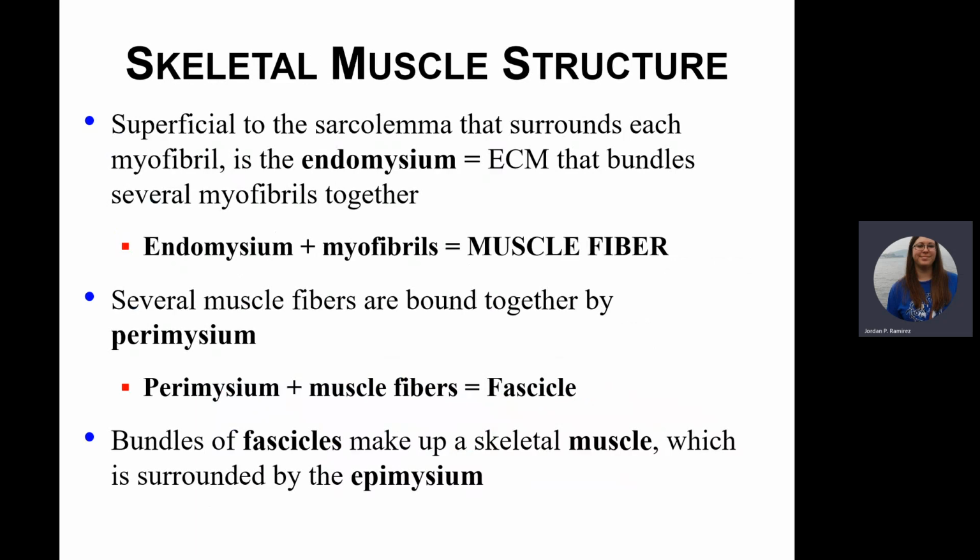All right, this next portion is talking about connective tissue, which we talked about in, I think it was chapter 9.1. I'm just going to run through this real quick because we've already gone through this, but I do need to go through it. Superficial to the sarcolemma that surrounds each myofibril is the endomysium. It's this extracellular matrix that bundles several myofibrils together. The endomysium plus the myofibrils is essentially a muscle fiber. Several muscle fibers are bound together by the perimysium. Perimysium plus muscle fibers is what you call a fascicle.